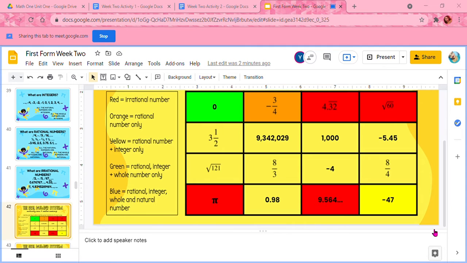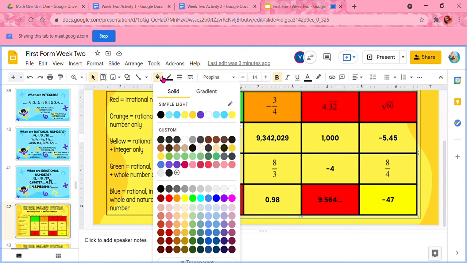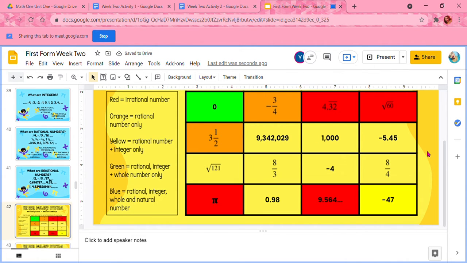Rational only. Very good. So we're going to color this one orange. Whenever you see a fraction, all the fractions go in rational. Automatically, you should know that. A fraction is a rational and it's only going to be a rational. It's not going to be anything else.